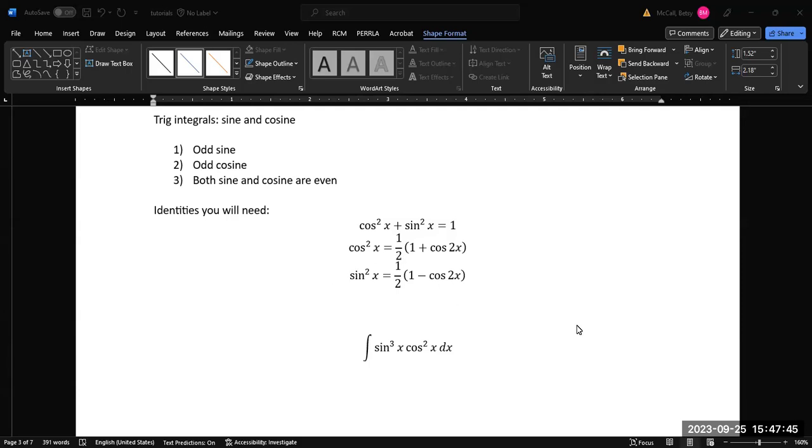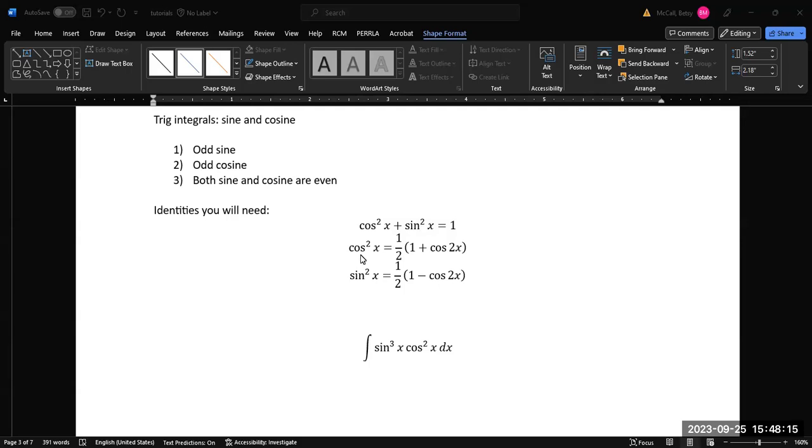Now, you will need some identities in order to do these problems. For instance, you need the Pythagorean identity. We're going to use that, if we have a lot of different trig functions in our expression, to replace other copies of the functions we want to get rid of. It obviously only works for even powers of functions.